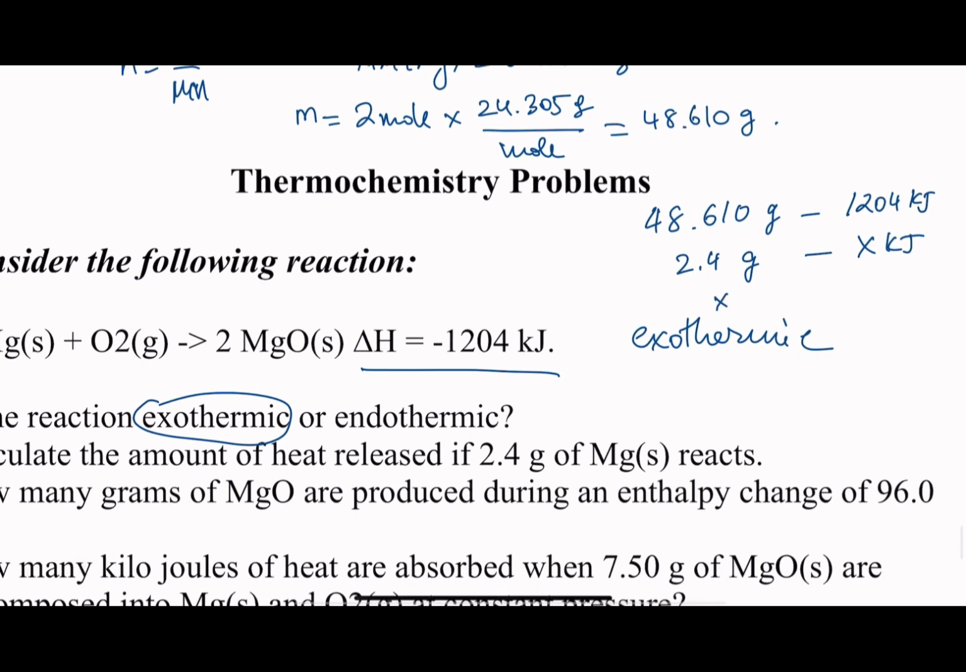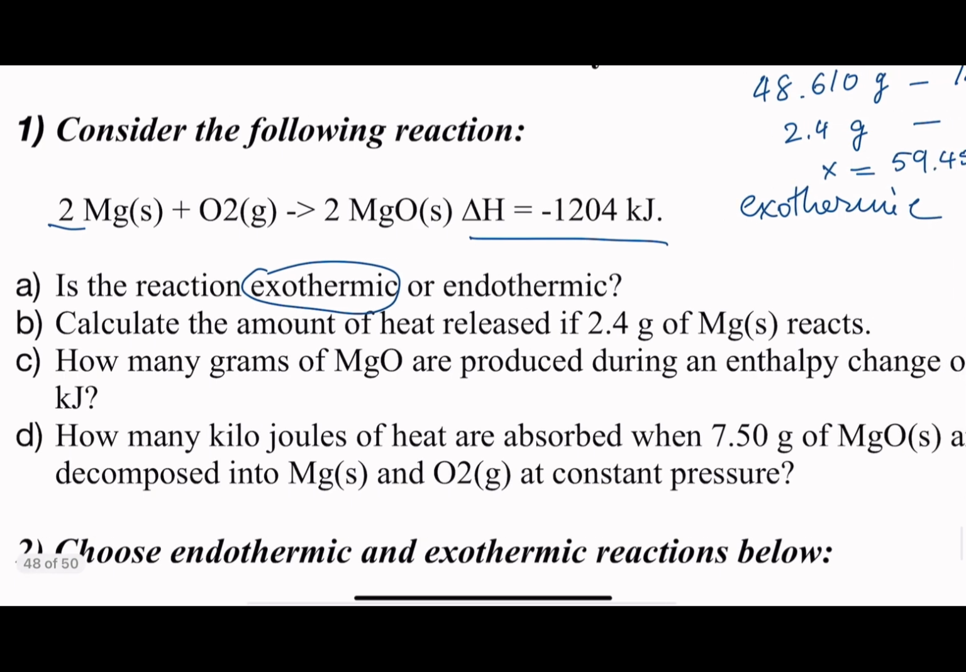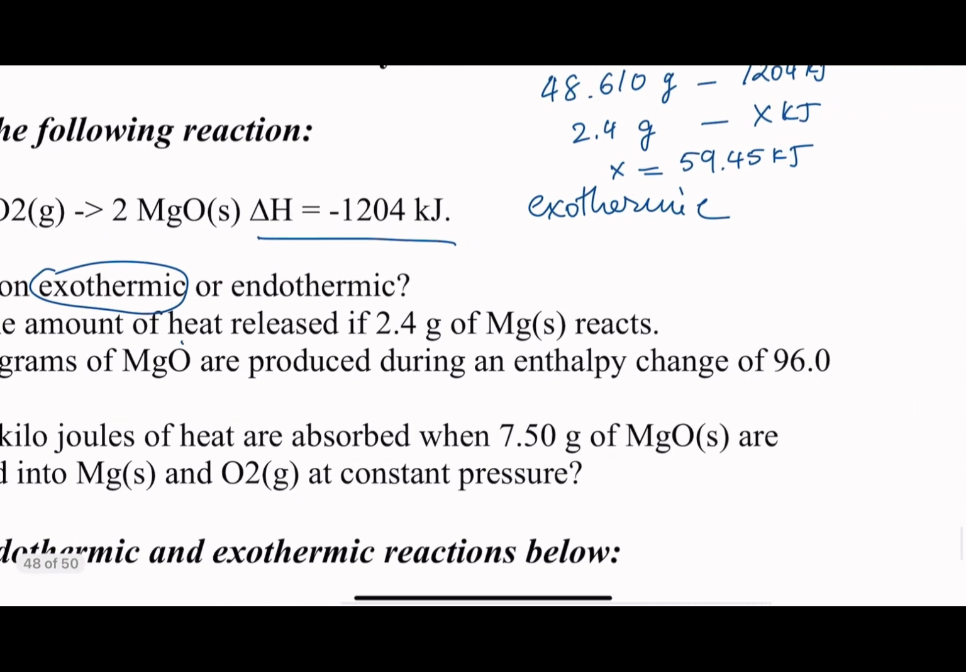And then from here you can find the value, which will be around 59.45 kilojoule. Okay, so calculate the amount of heat released. It is asking for released, right? So Q is going to be 59.45 kilojoule.